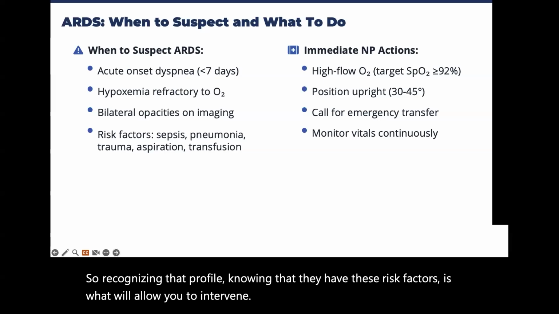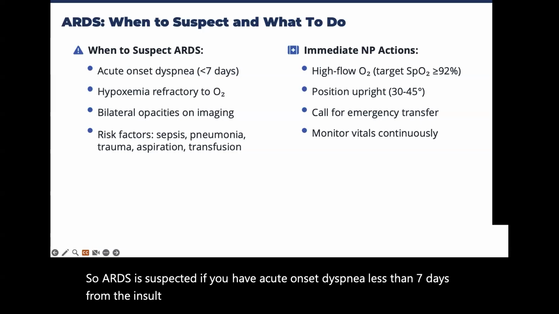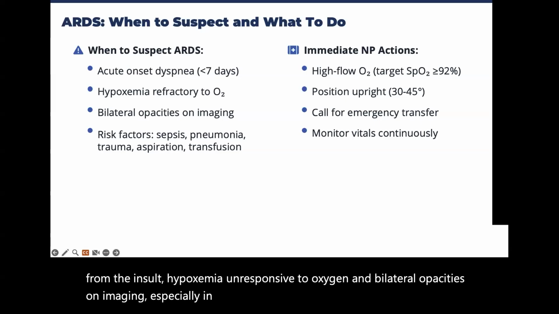So ARDS is suspected if you have acute onset dyspnea less than 7 days from the insult, hypoxemia unresponsive to oxygen, and bilateral opacities on imaging, especially in the setting of known risk factors such as sepsis, trauma, or aspiration.